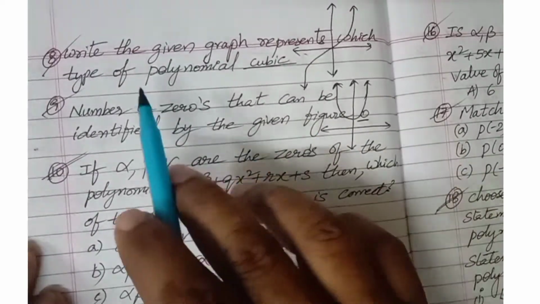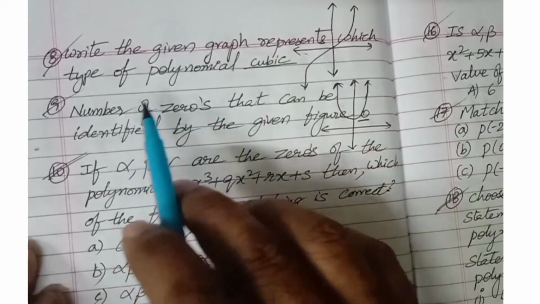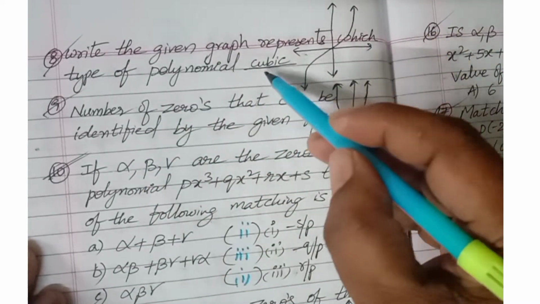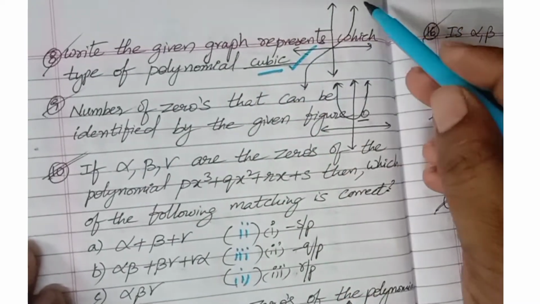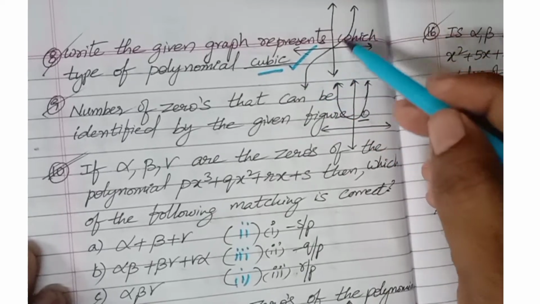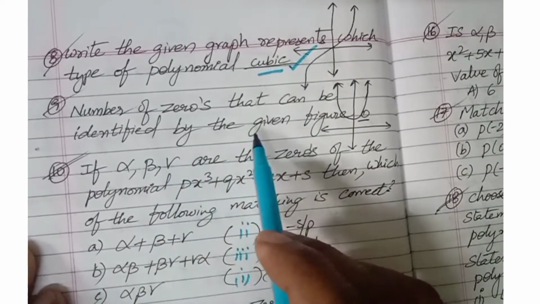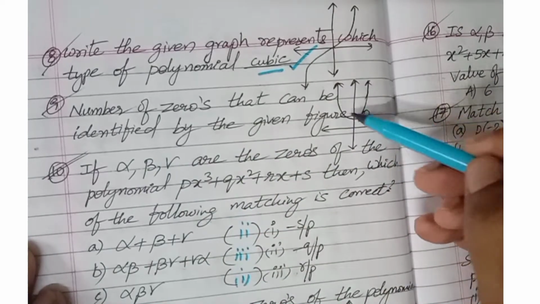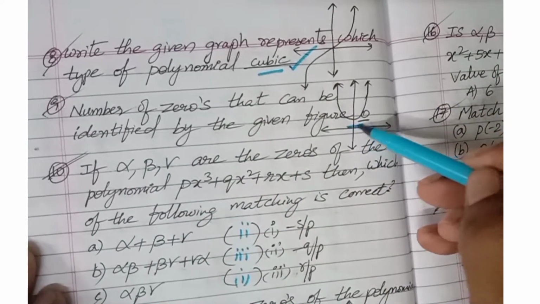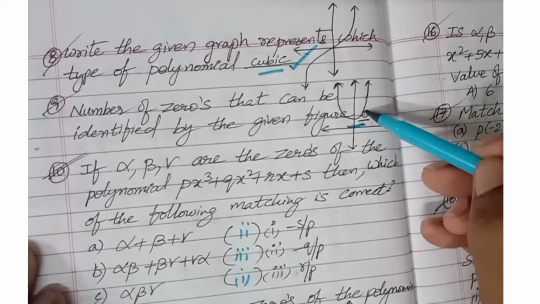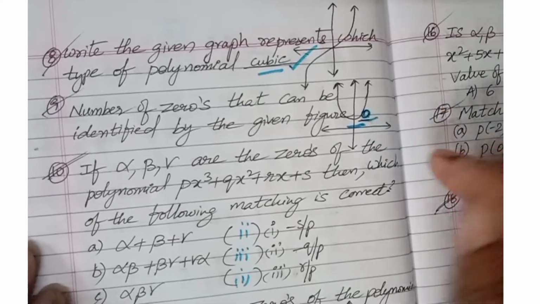Write the given graph representing which type of polynomial. It is representing a cubic polynomial. Here it is representing like this. We will call it a cubic polynomial. Number of zeros that can be identified by the given figure. Here the figure is not touching the x-axis, so the number of zeros will be 0.